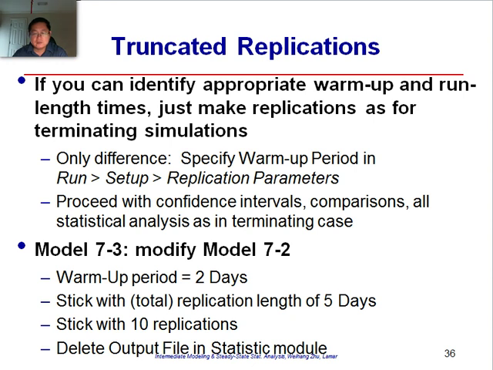This is called truncated replications. That way, we don't have to run the simulation for a very long time. Given this observation, we modify model 7-2 to model 7-3 with a warm-up period of 2 days. We also delete the output file because we don't need it anymore.